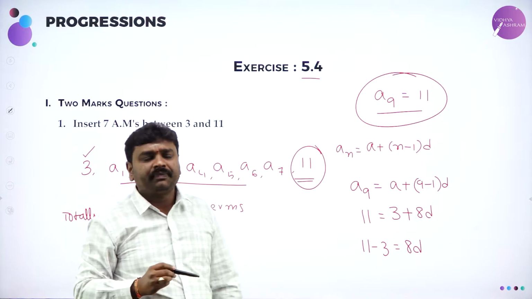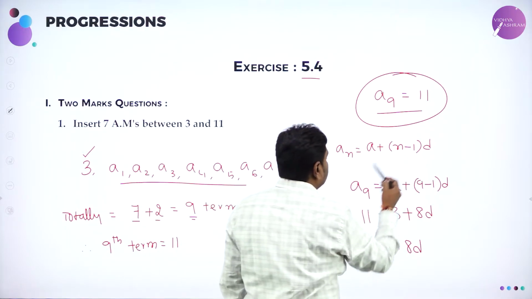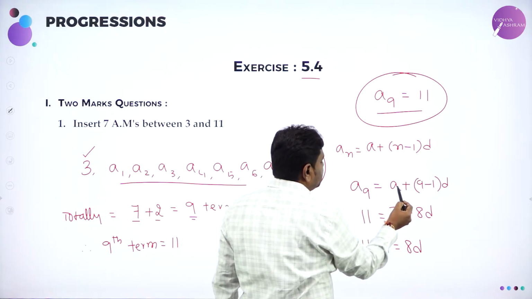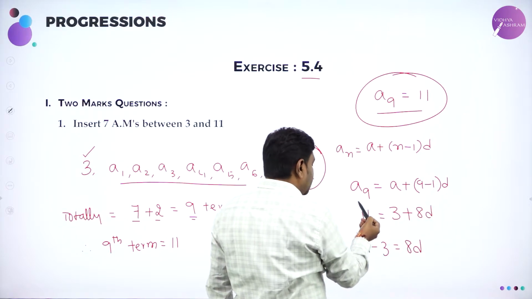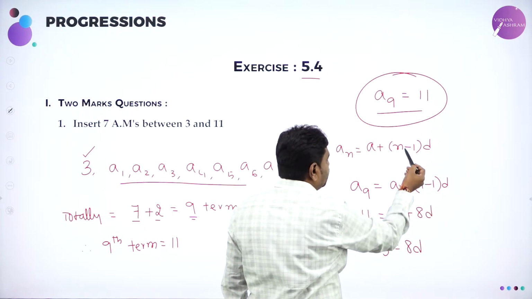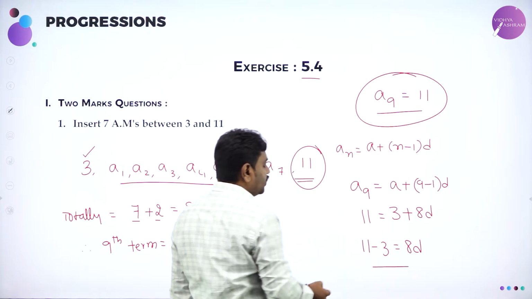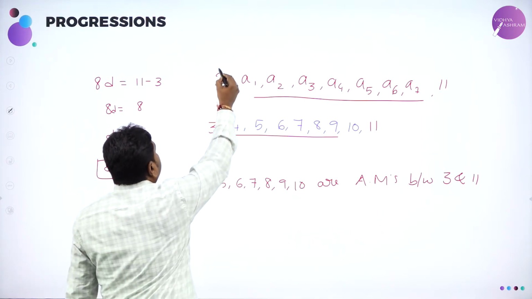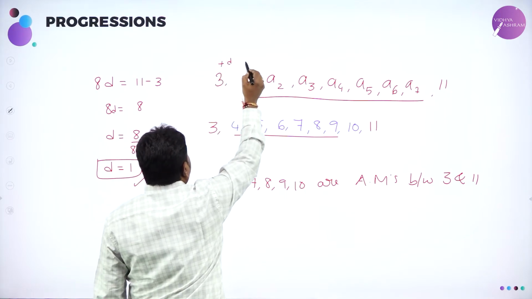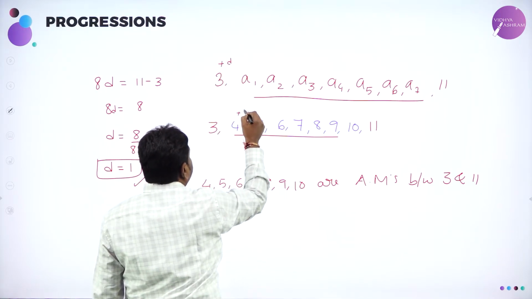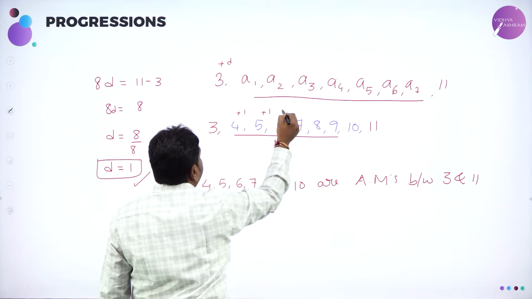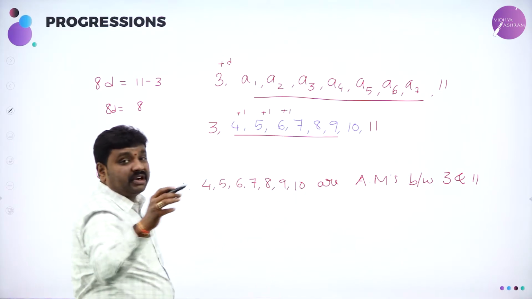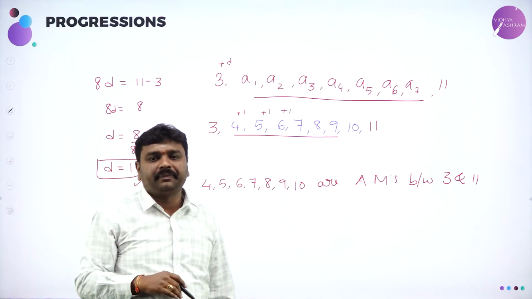After you get A9, we have to use the general term formula. How to find the nth term in AP? a plus (n minus 1) into d. So an means a9. a9 is a plus (9 minus 1) into d. a9 value you know, substitute, and n value you know, substitute, you will get the value, and from that you get the d value, and go on adding d for each term. For 3 plus d if you do, you will get 4. For 4 plus 1, 5. 5 plus 1, 6. 6 plus 1. Every time you should add the common difference to get the next term because they are in AP.